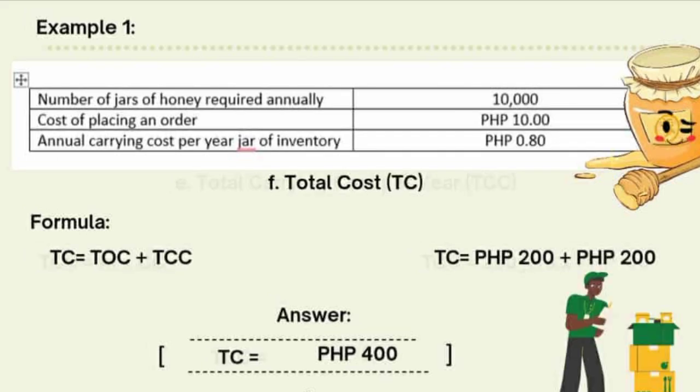So lastly is total cost, or TC, where TOC is 200 pesos and TCC is 200 pesos. So we need to add this, so the total cost is 400 pesos.